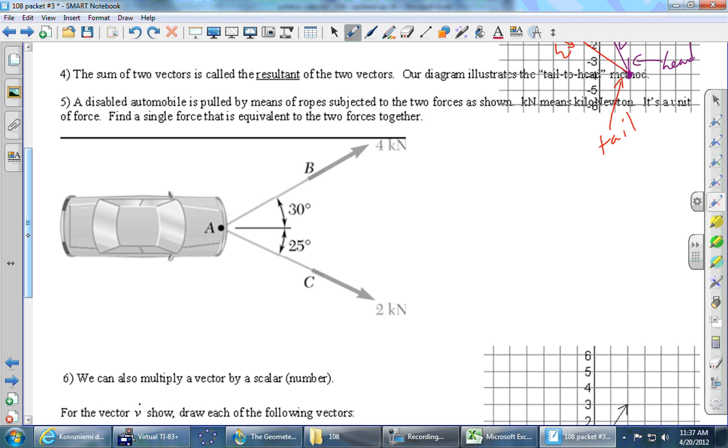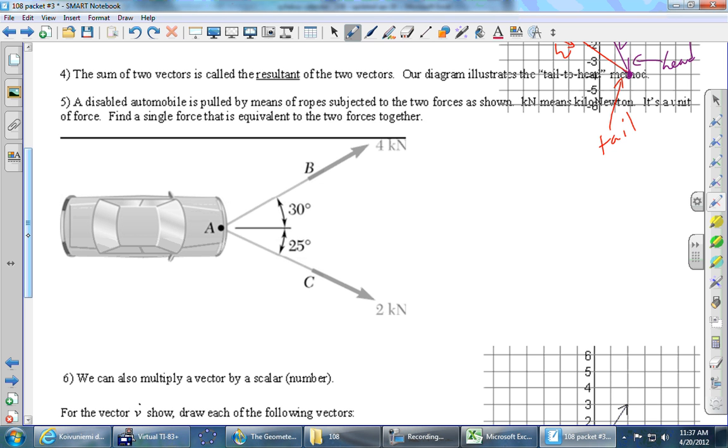And those machines are pulling this car with a certain force, the magnitude, 4 kilonewtons, that's like a pull, and at an angle. So that first machine up there is pulling at a 30-degree angle with a strength of 4 kilonewtons. And then the bottom machine is pulling at 25 degrees with a strength of 2 kilonewtons. And ultimately, I want to know where the car is going to go.